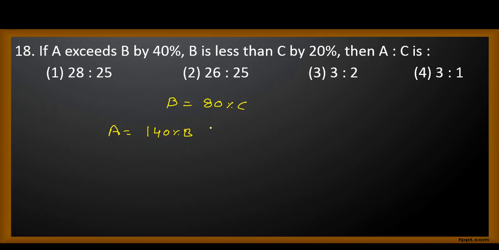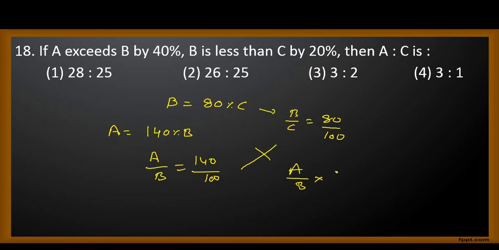Now what is the question asking us to find? A is to C. A simple way of doing this is, we know that A by B equals 140 by 100, because 140% can be written as 140 by 100, and B by C equals 80 by 100. Now multiply these two, what happens? A by B into B by C, which is equivalent to 140 by 100 into 80 by 100.